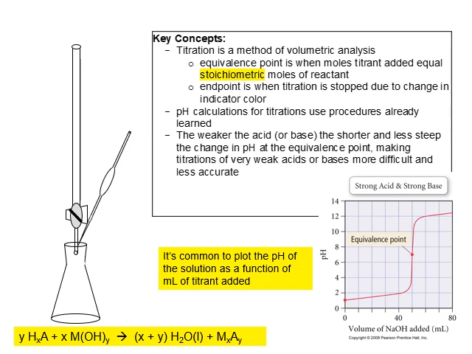Let's review some key concepts. Titration is a method of volumetric analysis. The equivalence point of the titration is defined as the point when the moles of titrant added stoichiometrically equal the moles of the other reactant present. The endpoint, on the other hand, is when the titration is typically stopped due to a change in indicator color.